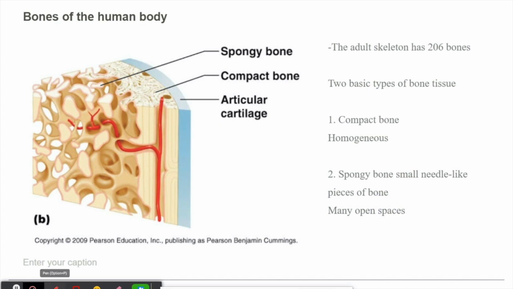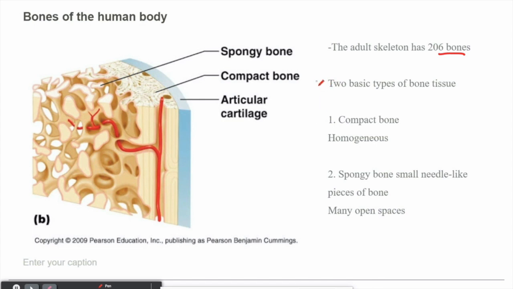Okay, so if we take a look at this, the adult skeleton has around 206 bones on average. Okay, people who are born, most individuals are born with 206 bones. You could have 207, 208, depending on how the sutures of your skull form and things like that.